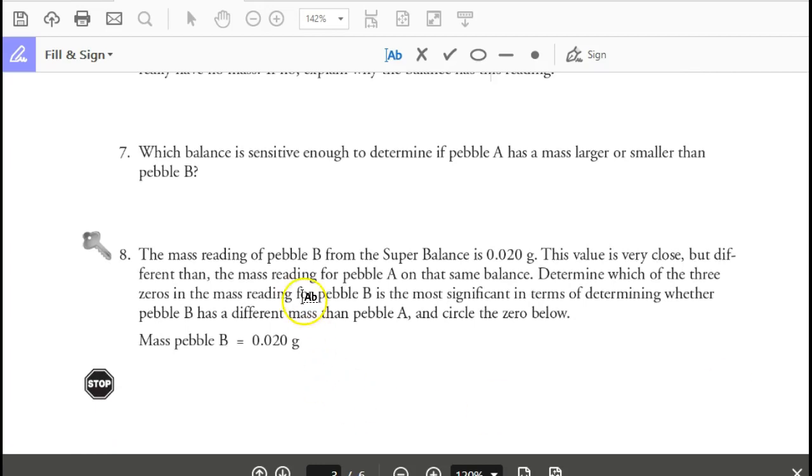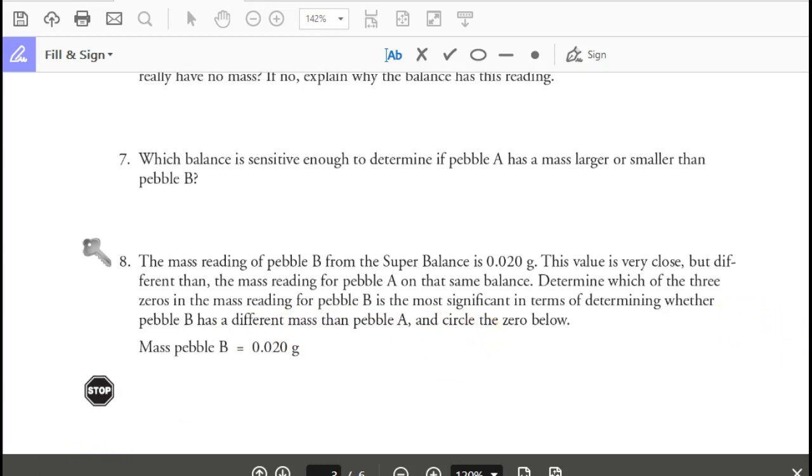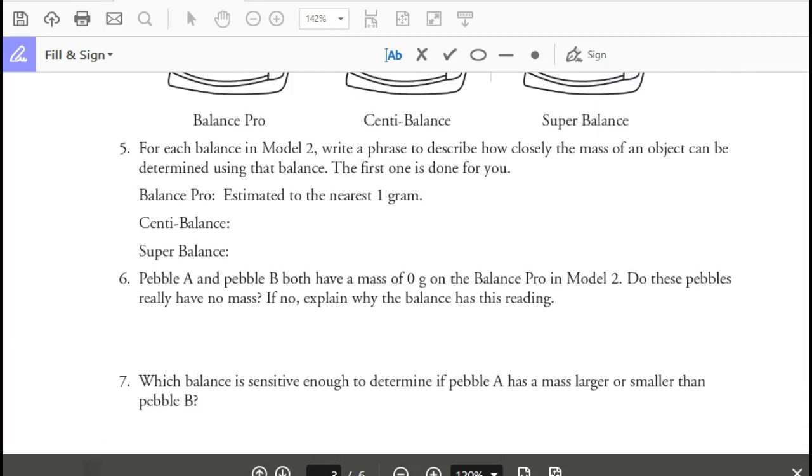Okay, number 8. The mass reading of Pebble B in the super balance is 0.020 grams. This value is very close to, but different than, the mass reading for Pebble A on the same balance. Determine which of the 3 zeros in the mass reading for Pebble B is the most significant in terms of determining whether Pebble B has a different mass than Pebble A, and circle the 0 below. So let's look at the balances. It's asking for the most significant number to determine the weight.